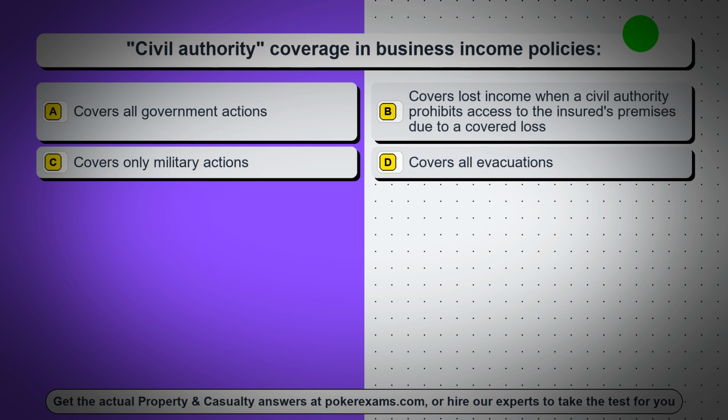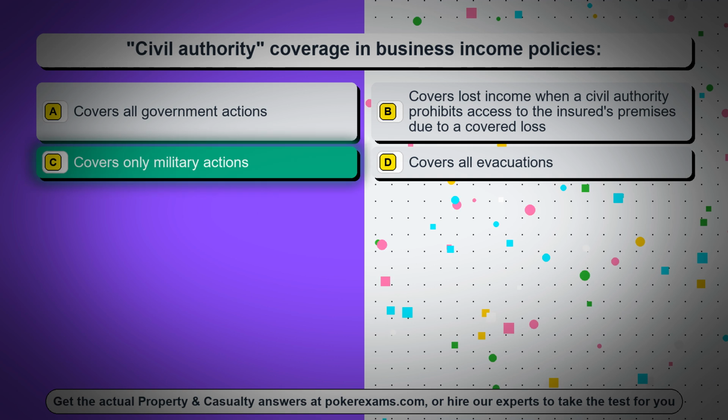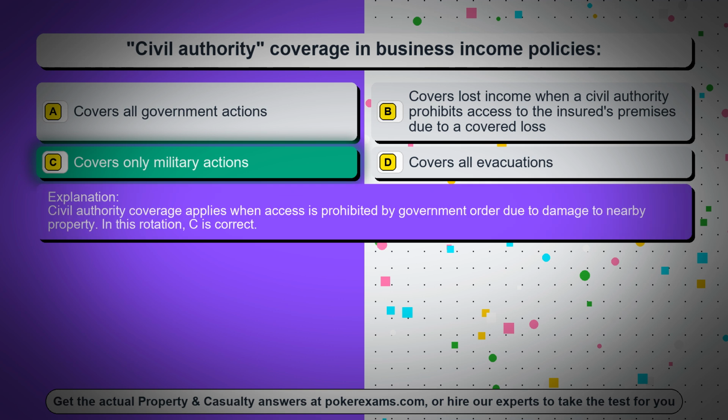Question 57. Civil authority coverage in business income policies. Option A, covers all government actions. Option B, covers lost income when a civil authority prohibits access to the insured's premises due to a covered loss. Option C, covers only military actions. Option D, covers all evacuations. The correct answer is option C, covers only military actions. Civil authority coverage applies when access is prohibited by government order due to damage to nearby property. In this rotation, C is correct.